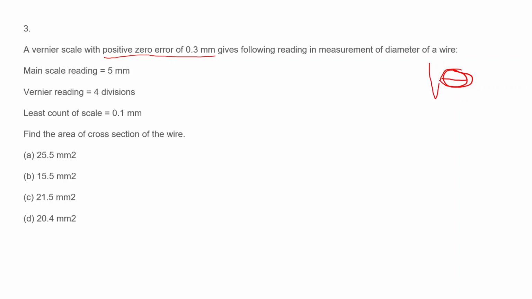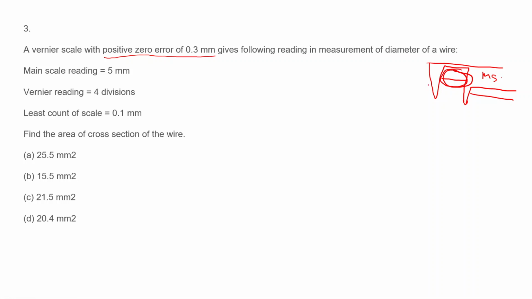So it will be a diagram something like this. I think the two jaws will open like this. This will be the main scale and the vernier scale will be here. Between these two jaws we'll keep the wire. This is just magnified, no wire is this big, but in the magnified view, this is the diameter of the wire. And now it's saying the main scale reading is 5 millimeter.